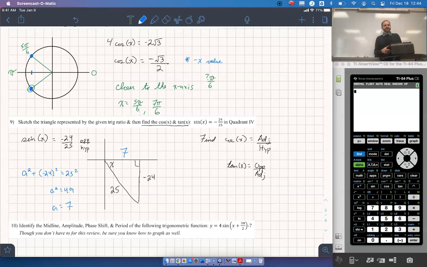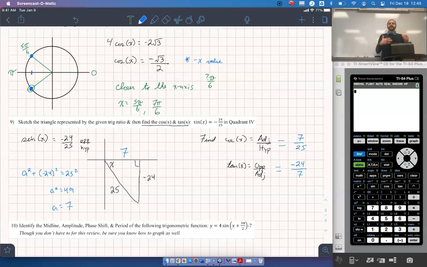Well, now I have my adjacent side. So my cosine of x is 7 over 25. Sorry, again, I'm not going to edit it. The adjacent side is 7, the hypotenuse is 25. Now for tangent, the opposite side is negative 24, and the adjacent side is 7. So refresh, as I made a mistake there.